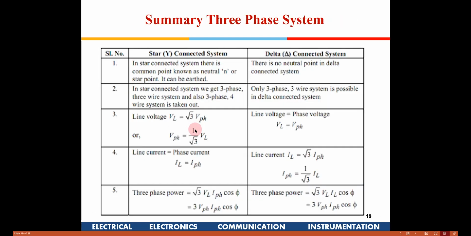Okay, so if I have to summarize, in the star connection system, there is a common point which is known as the neutral, and there are 3 lines, whereas in the delta connection you just have 3 phase wires which will be connected between the source and the load. Okay, in the star connection we have a 3 phase system, and one neutral wire is required. So total wire requirement is 4, whereas in a delta connection only a 3 phase, 3 wire system is possible.